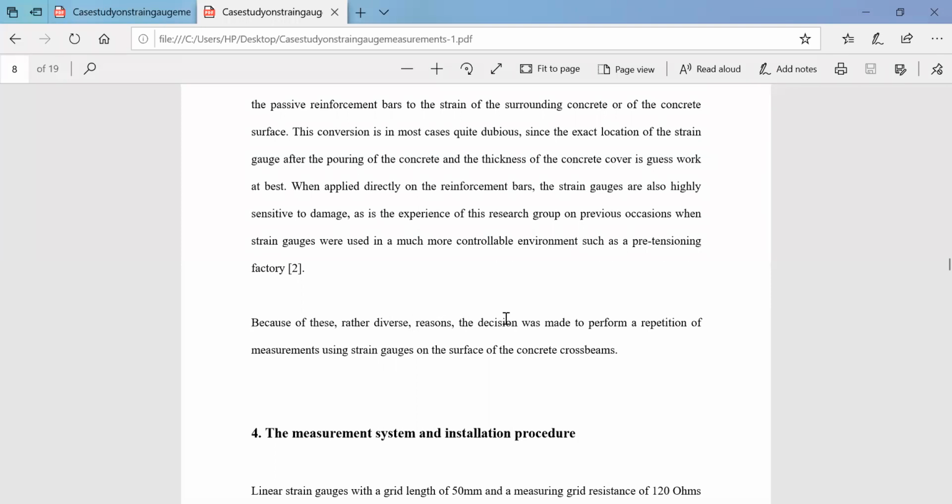So because of these diversions and reasons, the decision was made to repeat the measurement using strain gauges on the surface of the concrete crossbeams. These experience factors, this trial and error effort to measure the strain, finally justified that a repetition of measurements using strain gauges across the surface of the concrete crossbeam is very essential to identify the post-tensioning which is coming across the railway tracks under the tunnels.